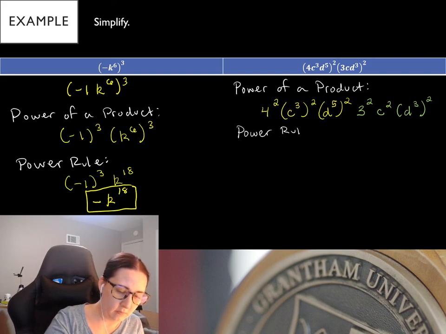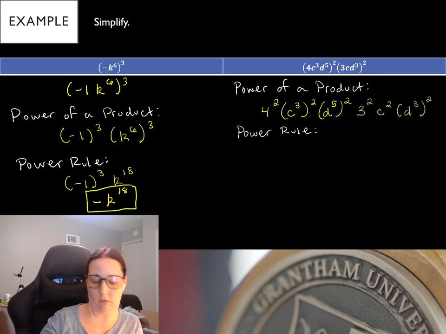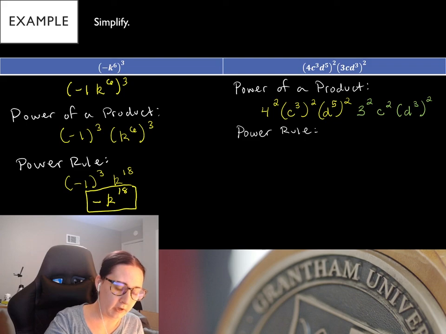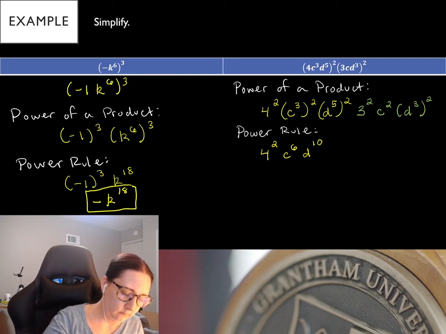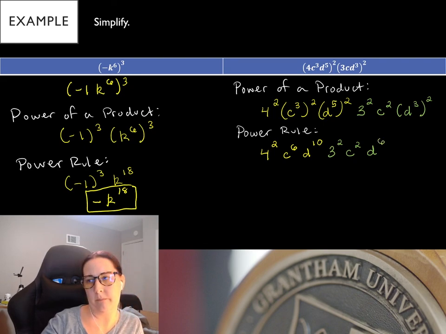So you notice we're using the same rules in the same order over and over again. So I'm going to try to keep my colors again. I have 4 squared. Then I multiply on the c. 3 times 2 is 6, so that's c to the 6th. On the d, 5 times 2 is 10. Then I have 3 squared, c squared, and then 3 times 2 is 6, so that's going to be d to the 6th. Now at this point, it's usually helpful for people to rearrange what they have.